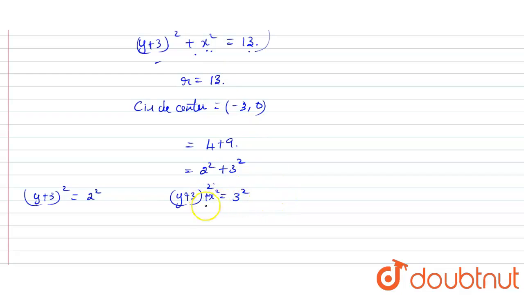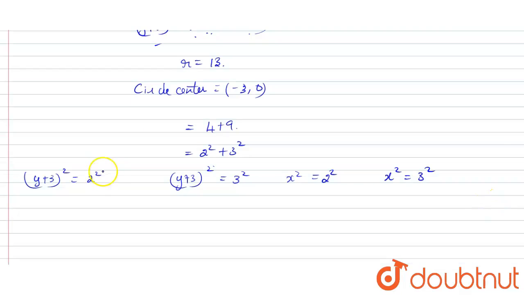So x square equals 2 square, and x square equals 3 square. So each and every individual value is equating these two values here. Okay, so I'm going to find the values. Now here the square I'm going to cancel, and if I take the square root on both sides, the square cancels, therefore it becomes plus or minus 2.